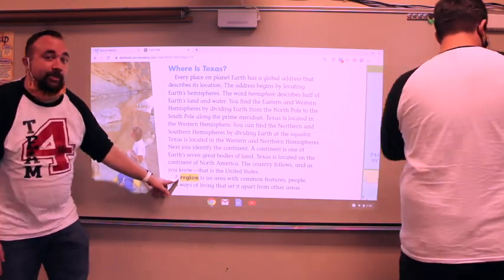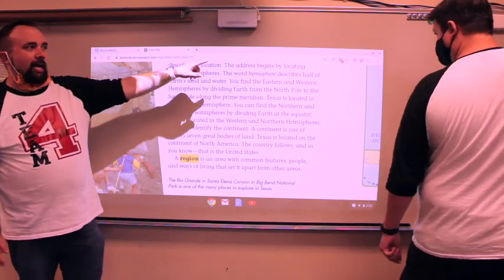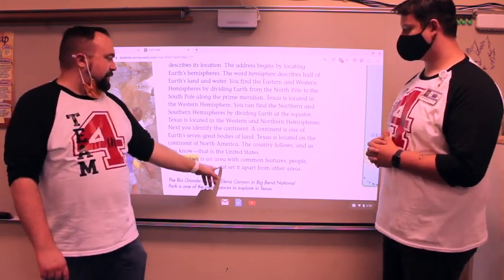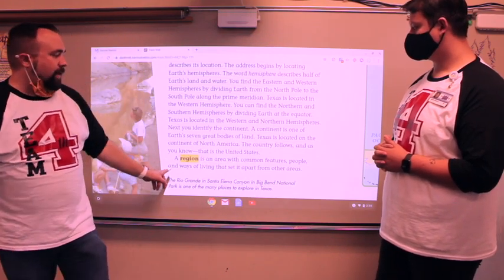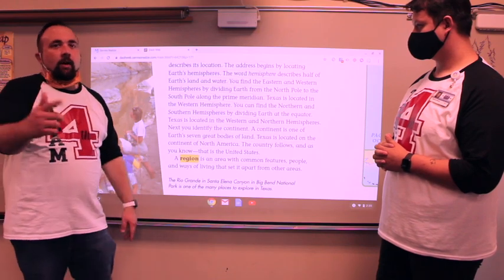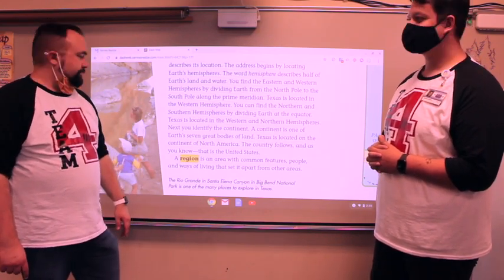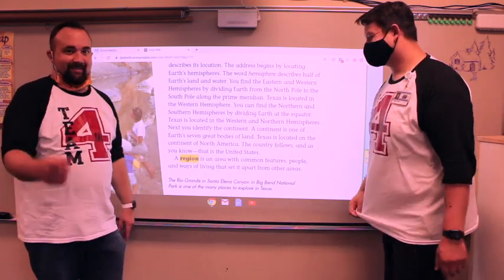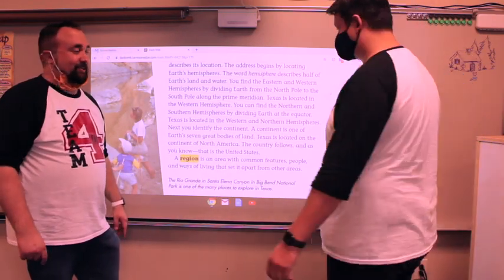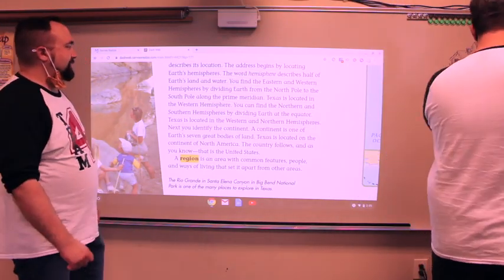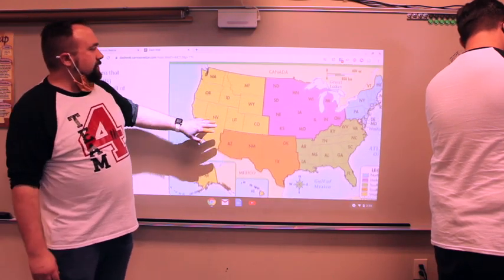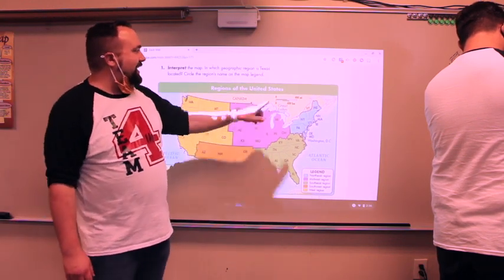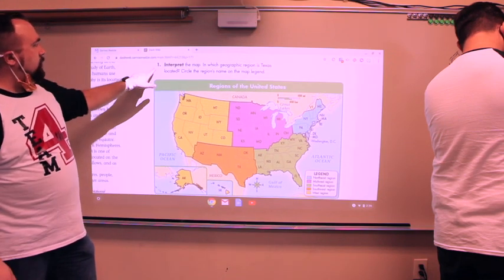Okay, so we see region. It is highlighted yellow, just like it was in the vocabulary box. So, a region is an area with common features, people, and ways of living that set it apart from other areas. What does region mean? Oh. I just read it. Oh, so when it's highlighted in here and then you read, it's going to explain what it's about. That's the definition. And that is how you find the definition. Okay? And then we see this glorious graphic feature over here of a map. And we have regions of the United States.